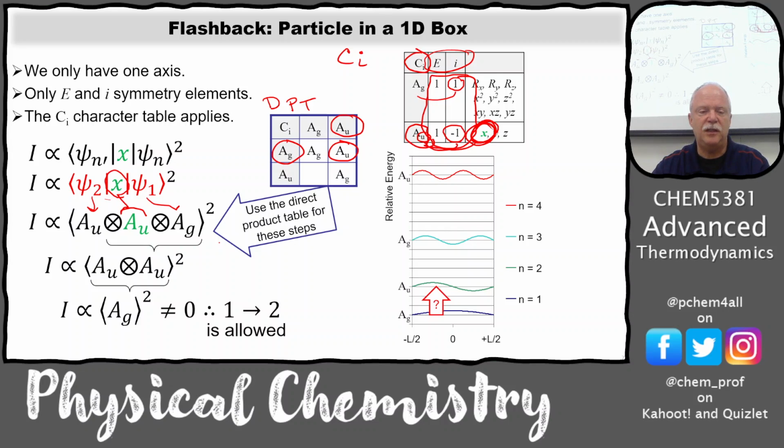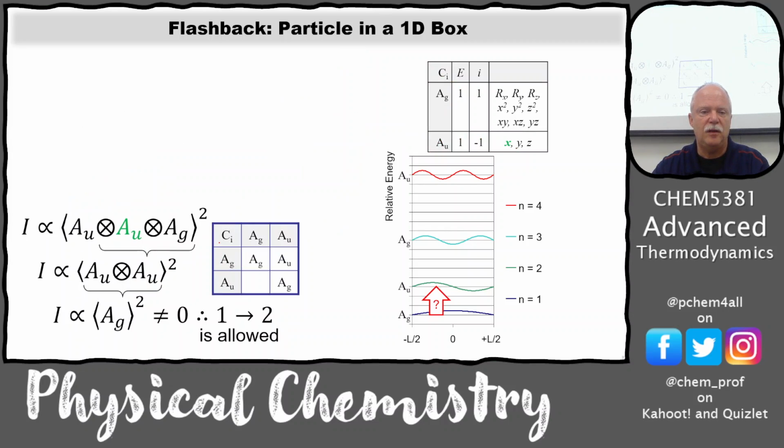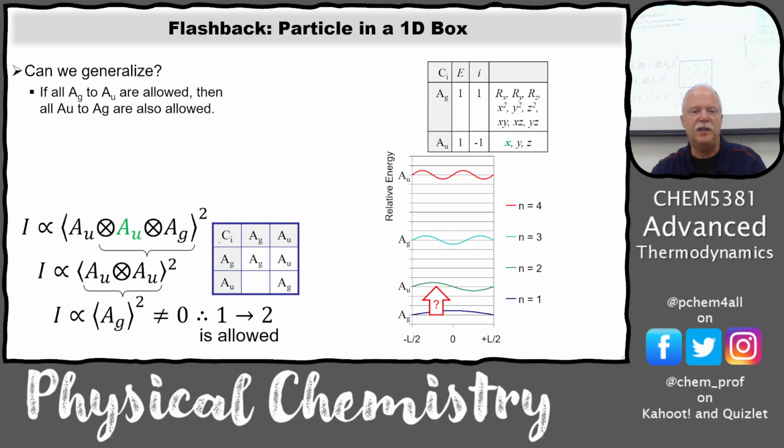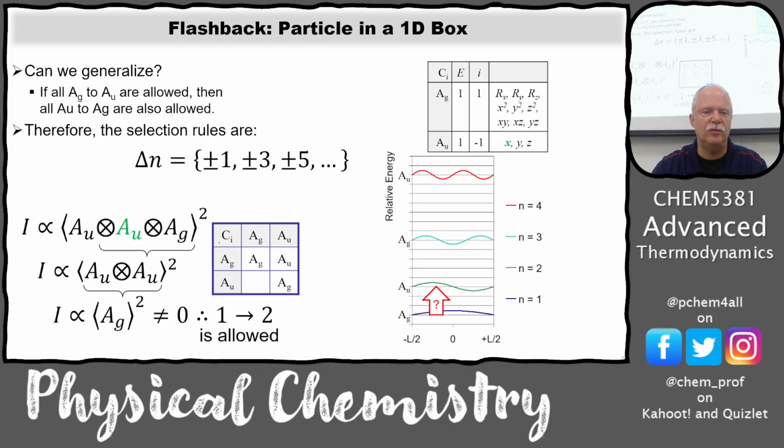So let's see if we can do this in a general form. Can we generalize this? Well, if all GUs to AUs are allowed, then all AUs to AGs are also allowed, because it doesn't really matter in any of our problems which order you do these in. And so therefore the selection rules are plus or minus 1, 3, and 5, because I can go up 1, I can go up 3. So this is a G to U here, AG to AU, and this one is also AG to AU. So that one's allowed.